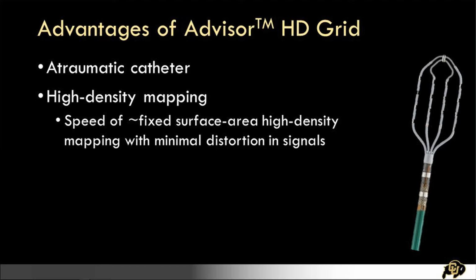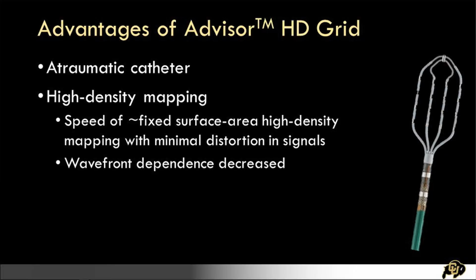The high density mapping that's provided is advantageous not only because there are multiple bipoles, but because the bipoles themselves are relatively fixed with respect to orientation with one another. And you can acquire, like the surgical plaque mapping approach, a relatively fixed surface area of point acquisition using this catheter. And again, the wavefront dependence is decreased. There's a lot of talk about this, and I'll go through a couple of slides to illustrate what exactly this means.